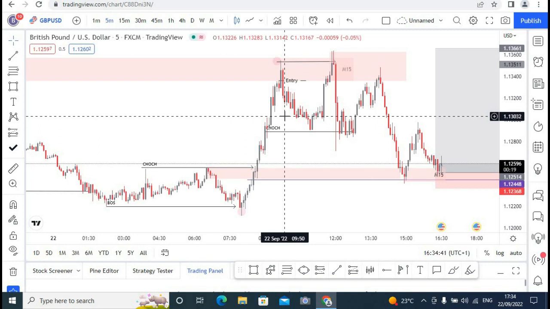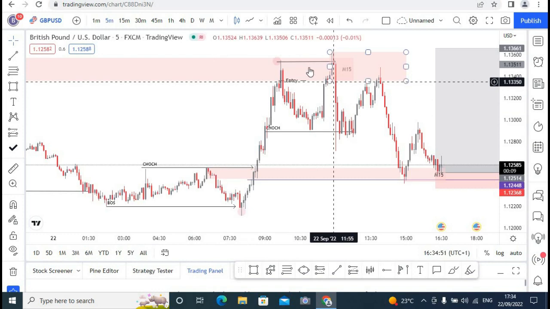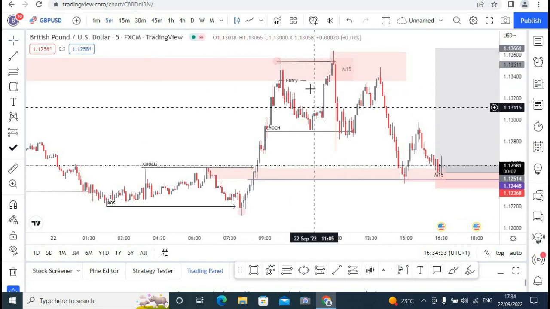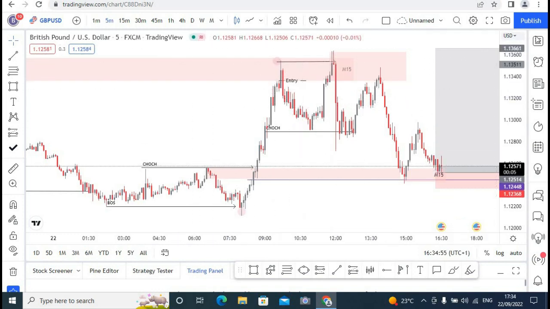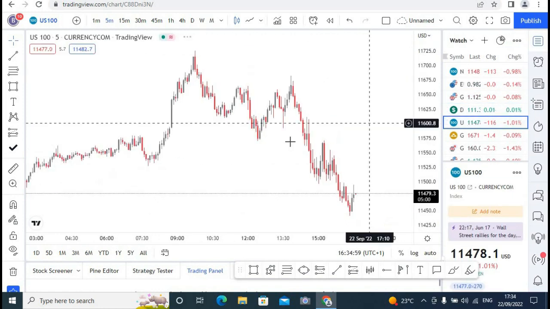You just need to backtest it, and as well you have to look for DXY setups every day. And what you see on DXY, if it's a buy, you know that you're looking for a sell on GBP USD. Also on Nasdaq, you can also look for a sell.